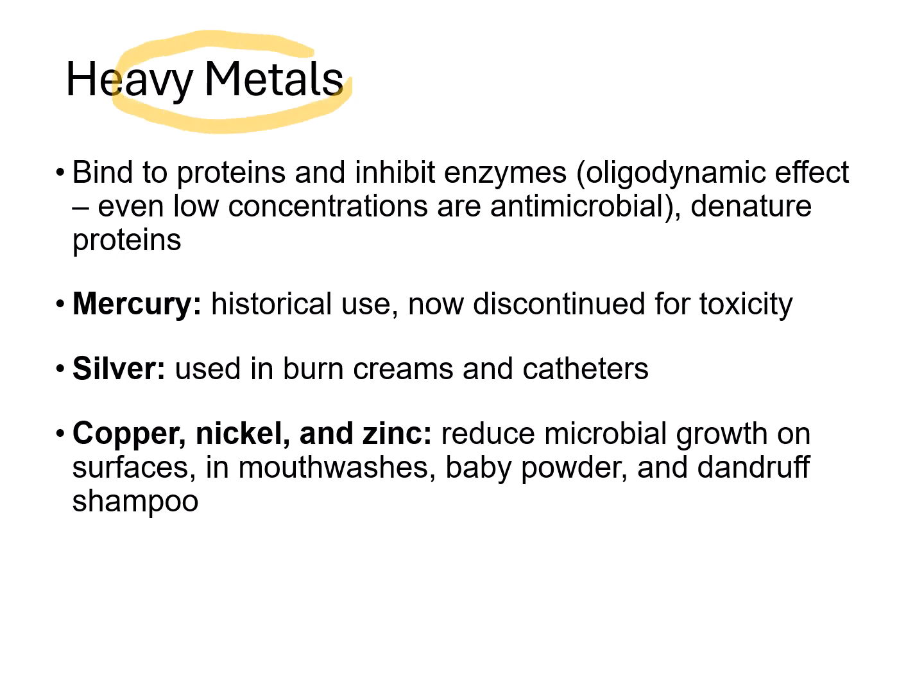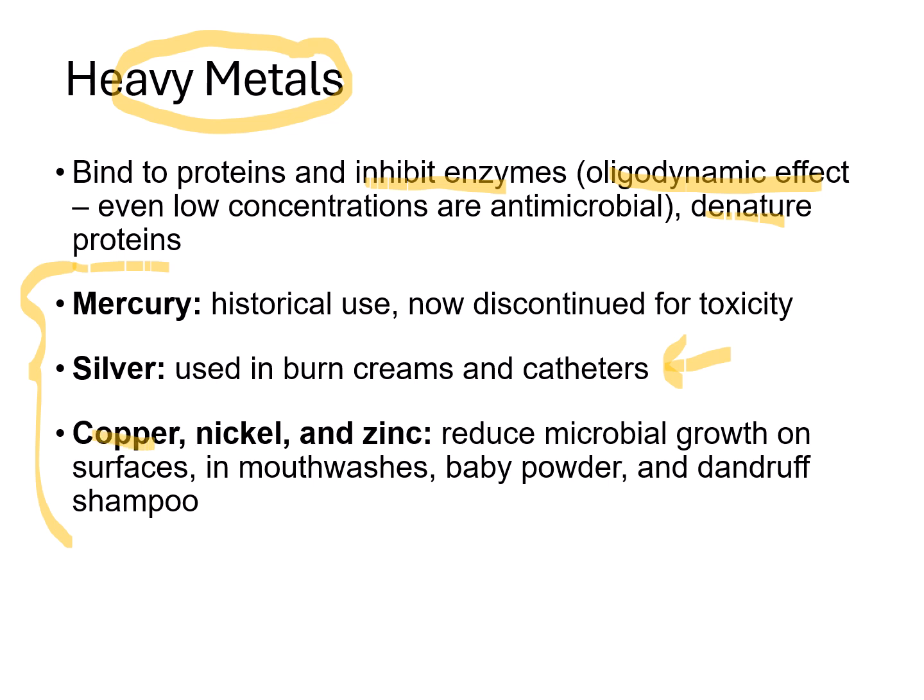Some heavy metals are also antimicrobial. So heavy metals such as silver, copper, mercury, nickel, and zinc have long been known for their oligodynamic effect. What this means is that even tiny amounts can inhibit microbial growth. And how this works is by binding to sulfur groups in proteins, which inactivates enzymes, denatures proteins, and thus disrupts metabolism. So examples include silver, usually in the form of silver sulfadiazine that's used in burn creams or catheters.